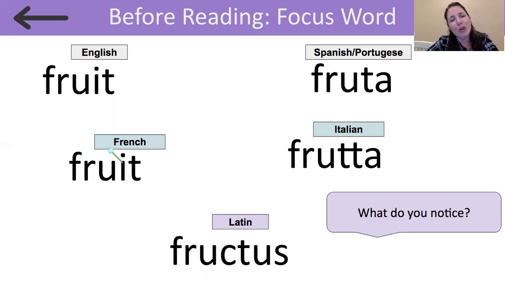And maybe readers, you also notice, like me, that all of these words in different languages, English and Spanish, come from the French and Italian origins. And all of these words come from the Latin origin of fructus. So that's where the word fruit comes from in all different languages.